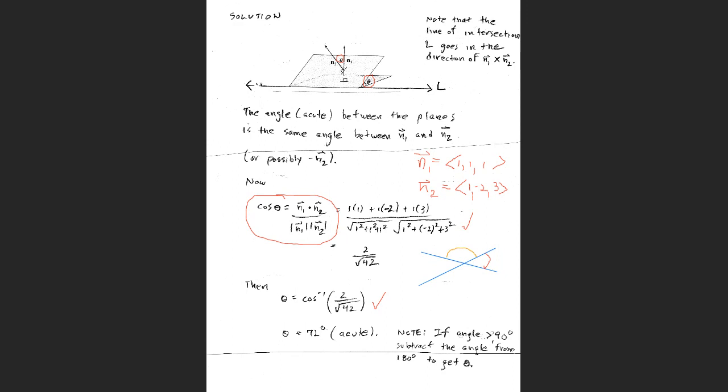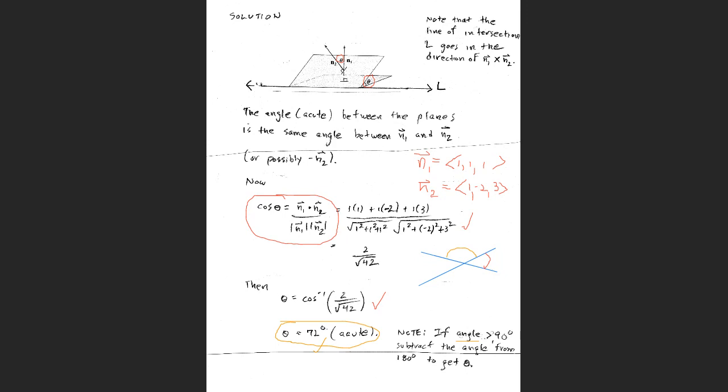So same thing with the planes. You're going to have an acute angle between the planes and an obtuse angle between the planes. We happen to get 72 degrees, so that's acute. But if we did this and got an angle greater than 90 degrees, we would just subtract that from 180 degrees to get theta. Are there any questions on this?